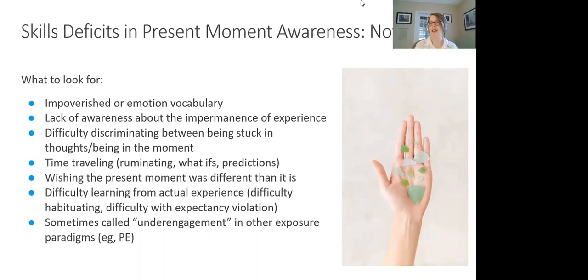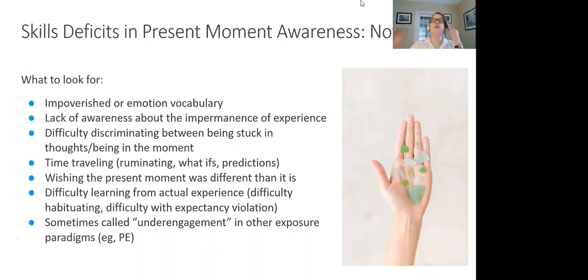Another one that's a deficit is really not being present. So having a hard time noticing whether you're actually here right now or you're off in your head somewhere, right? Stuck in your thoughts. And so when I'm training clinicians, I'm always helping them notice when is somebody stuck in their head and when are they really with you? And how do you discriminate that in session? Time traveling, right? Predicting out to the future. Oh, I can't do this because this will happen, right?